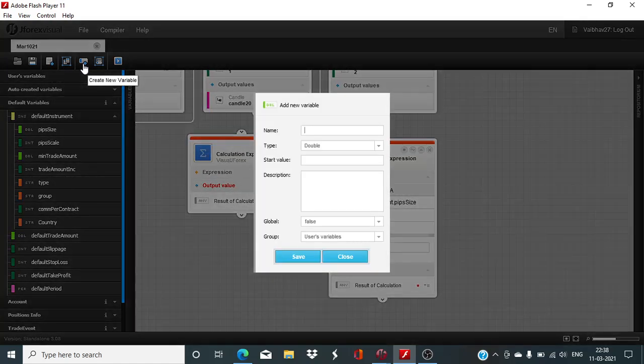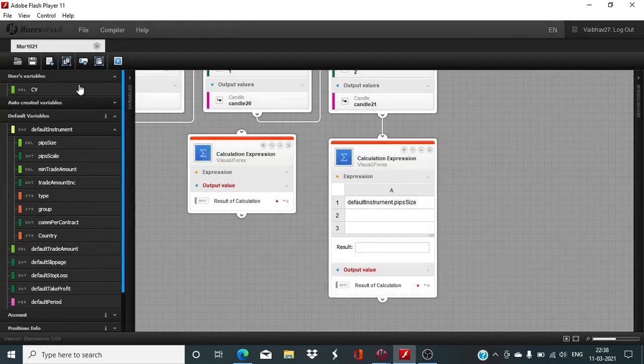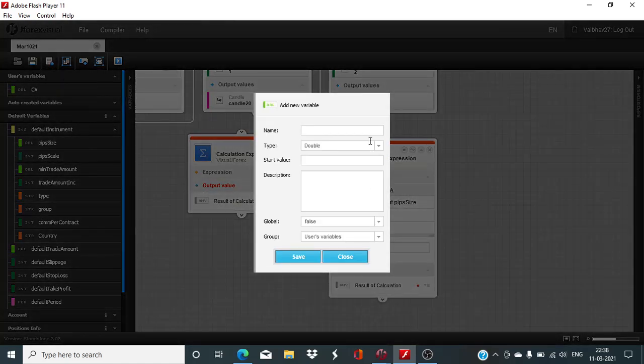and create a new variable. It's like candle volatility, and it should be minimum 7 pips, so that condition. And by doing A1 into A2 we get the 7 pips value. A1 into A2, this will be the minimum difference.